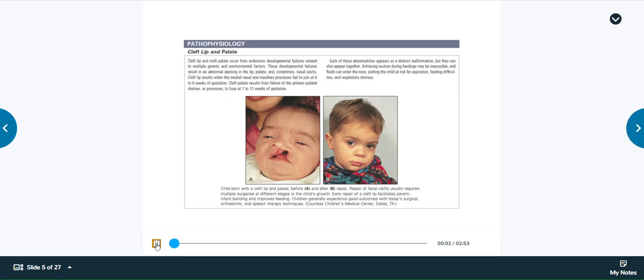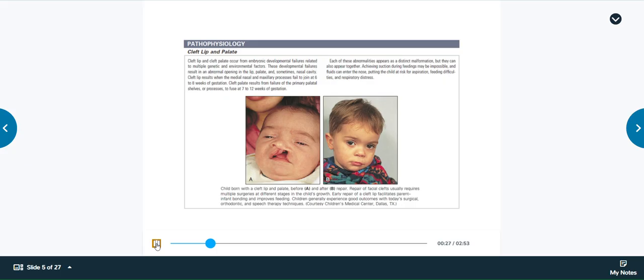Chapter 43 starts off with covering cleft lip and cleft palate. So these are going to be abnormal openings in the lip and or palate. They can be unilateral or bilateral. Some of the causes can include genetic or environmental factors. The rates are higher with smoking and with binge drinking in the pregnant client.